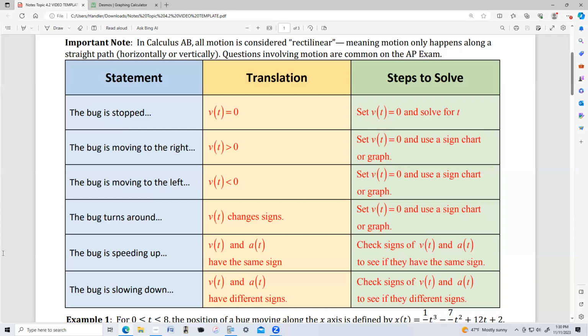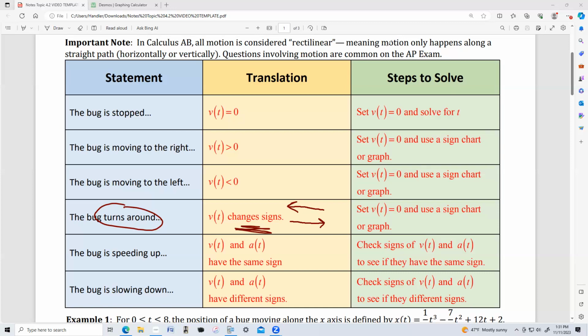How can you tell if an object such as a bug turns around? Well, to turn around, the sign of the velocity would have to change, because if the velocity was positive, it means that you are moving to the right. And then if the velocity flips to negative, that would imply you turned around and were moving back to the left. So turning around would imply a sign change of velocity. How do you investigate this? Well, you'd set the velocity equal to 0 to find out where you have 0 velocity, and then on either side, you'd use a sign chart or graph, as we will see.